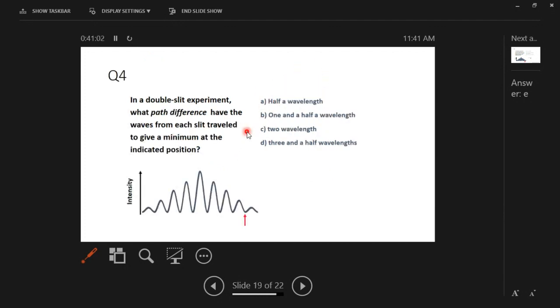Now let's look at this one. In a double slit experiment, what path difference have the waves from each slit traveled to give a minimum at this position? If you remember, we had two light rays coming from two different slits. The question is, what is the path difference between these two light rays at this location, assuming that the one with the highest intensity is the central fringe?